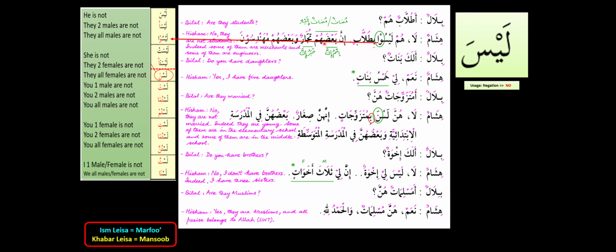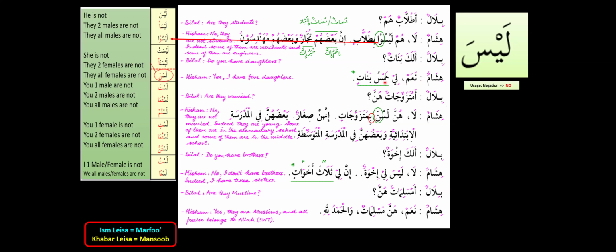So ba'da hum. There are two words. Ba'da is mudaf and hum is mudaf ilayh. But we are concerned with ba'da. Ba'da has got a fatha. This is ismu inna, and tujjarun is khabaru inna. Wa ba'dahum muhandisun. And some of them are engineers. So Bilal is saying, Alaka banat? Do you have daughters? Hisham is saying, Na'am. Li khamsu banatin. Yes, I have 5 daughters.